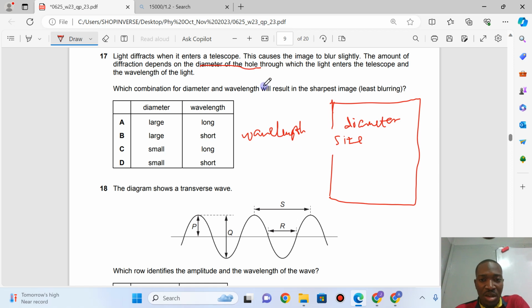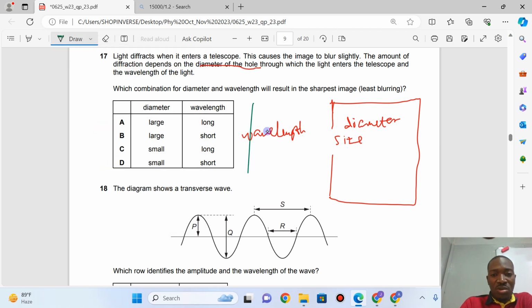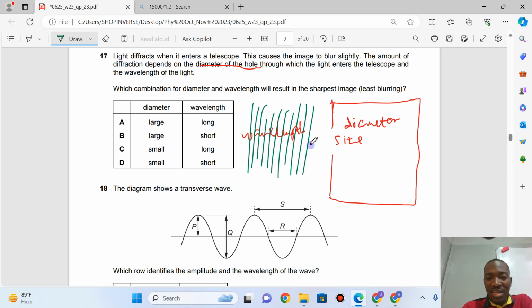Which combination for diameter and wavelength will result in the sharpest image? We have the sharpest image when there is no diffraction. And for there to be no diffraction, the size of this gap will be far bigger than the wavelength. Wavelength is the distance between two successive crests. So these are waves. I think I've drawn four wavefronts here. So if the size of this gap is far larger than the distance between these two wavefronts, then diffraction will be minimum and the image will be sharp.